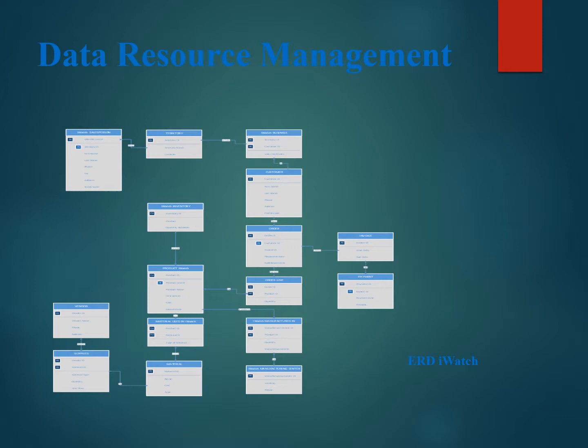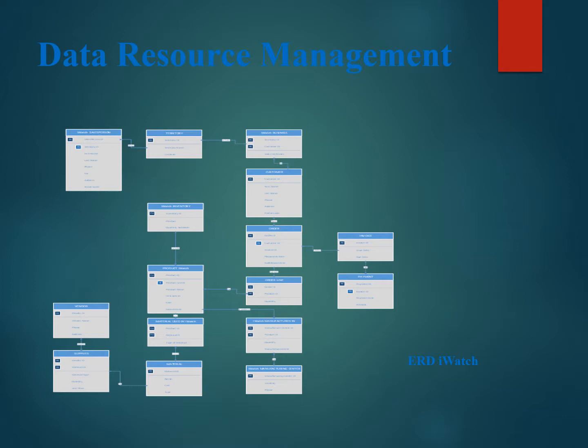Okay, so here is our ERD diagram for the iWatch. As you can see, we have many different entities and attributes, primary keys and foreign keys. For example, we have an entity called the iWatch salesperson, and within it we have a primary key called the salesperson ID. For the salesperson ID, we have a foreign key called territory ID. The territory ID helps us identify the relationship between the entities salesperson and territory.